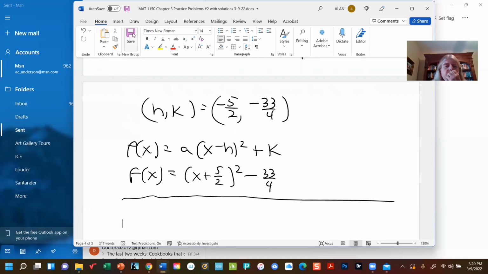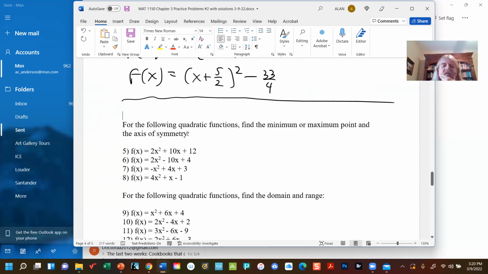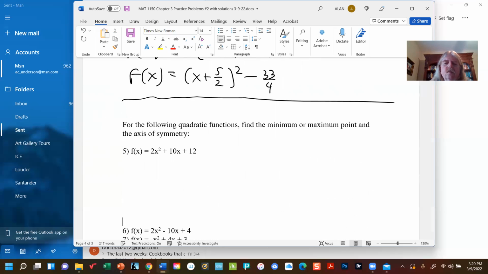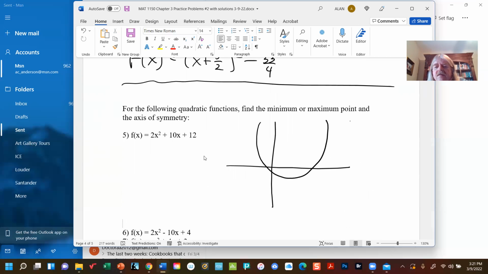All right then. Now here we're looking for the minimum or maximum point and the axis of symmetry. Now, what is the axis of symmetry? Well, again, just remember, the vertex is either the minimum or the maximum point, depending on whether the parabola is facing up or down. So let's say this point is the vertex.